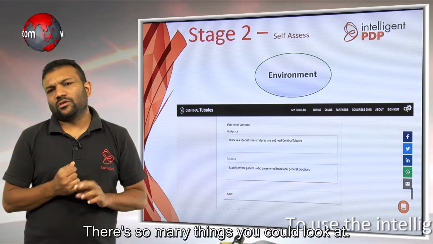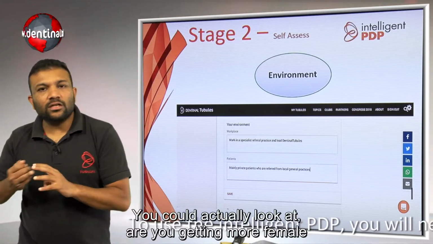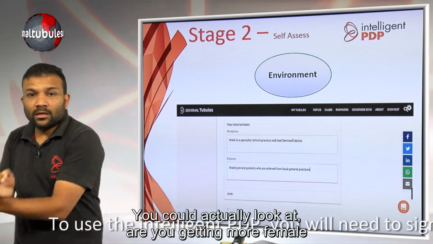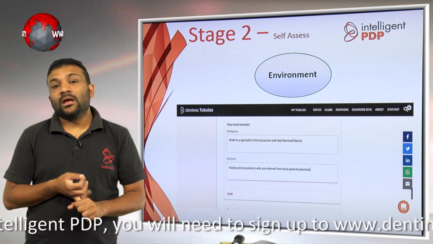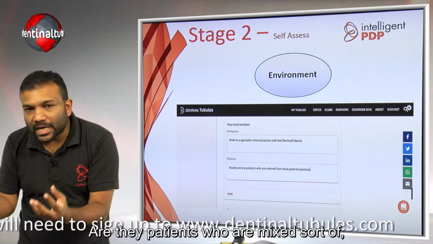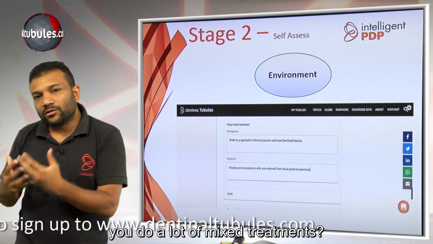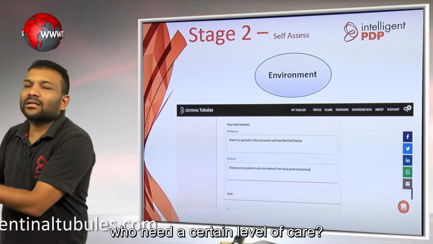There are so many things you could look at. You can look at the age demographics of your patients. You could look at whether you are getting more female or male patients. Is it because of the type of practice you work in? Are there private patients? Are there NHS patients? Are there patients who are mixed, where you do a lot of mixed treatments? Are there a lot of geriatric patients who need a certain level of care?